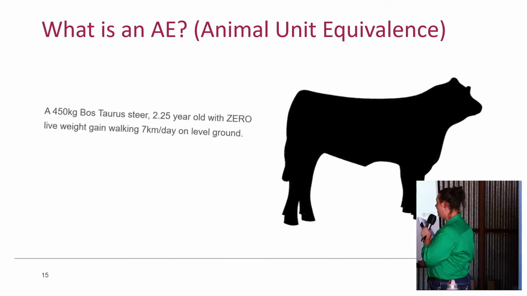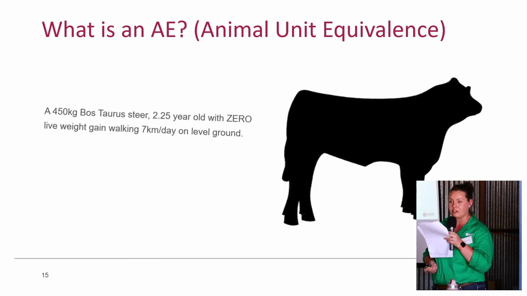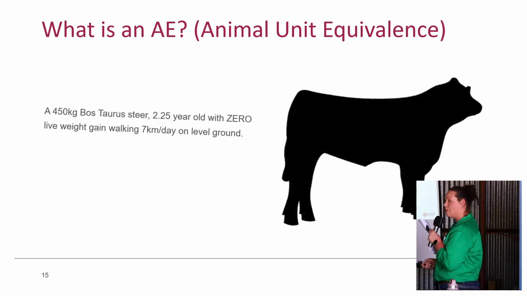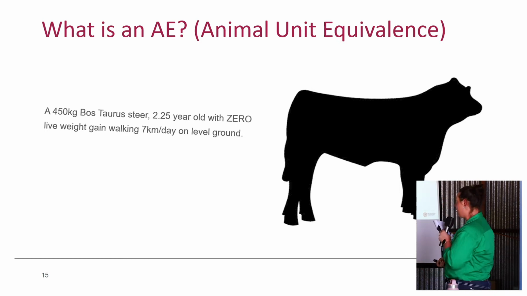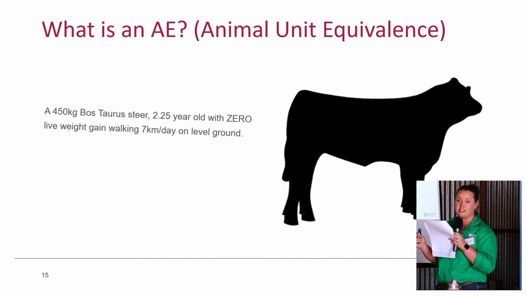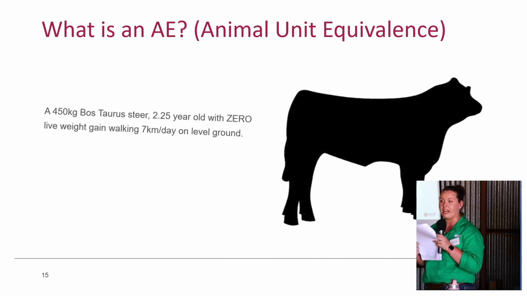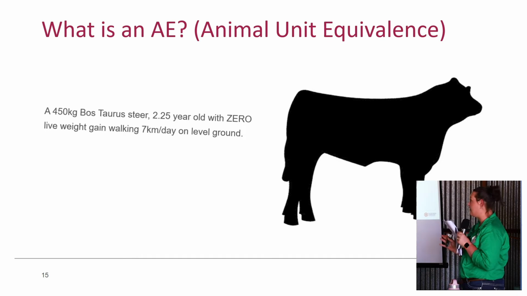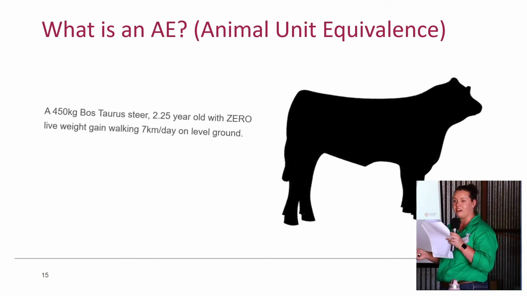That's right. So an animal equivalent is a 450 kilo Bos taurus steer, 2 1/4 years old with 0 live weight gain, walking at least 7 kilometres per day on level ground. Now that's maintaining their weight. So why do we need these guys? Does anyone know?